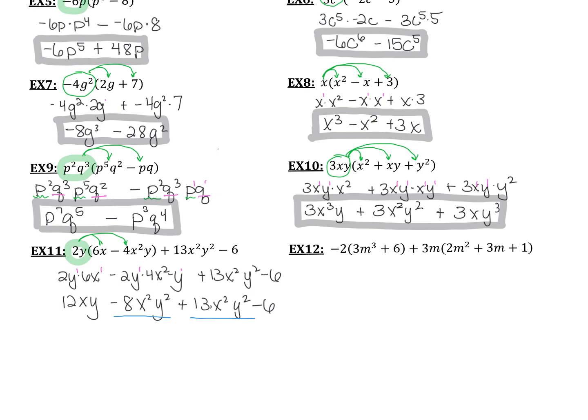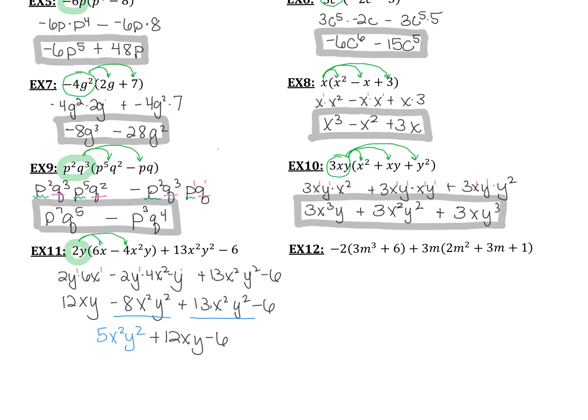So my only terms I can combine are those two terms, and they also have the highest exponents. So when I combine these to get 5x squared y squared, the x squared and the y squared are my highest exponents. So they have to be listed first, then 12xy, and then negative 6. So we would get 5x squared y squared plus 12xy minus 6. All right, maybe you didn't get that one to begin with. So now hit pause and try 12. Try it all on your own.